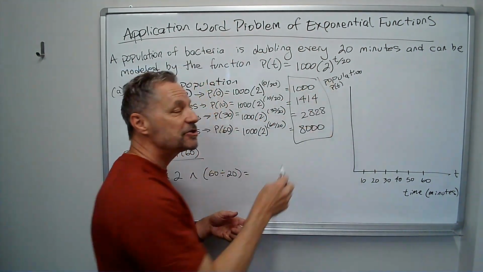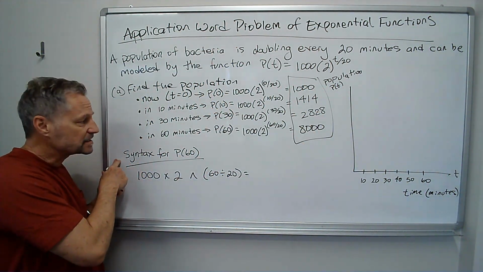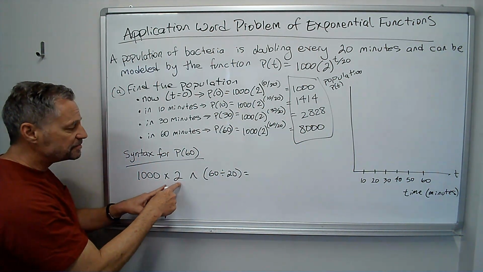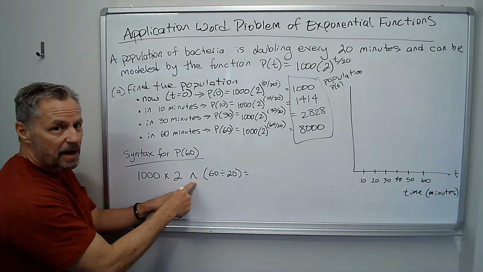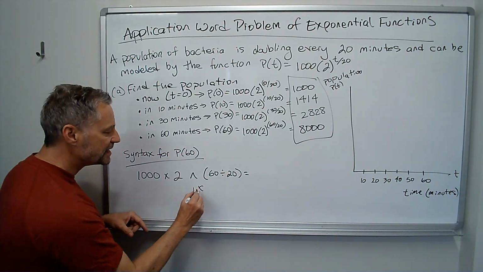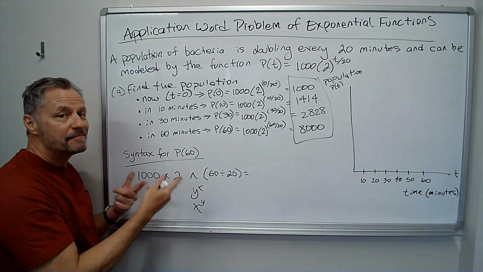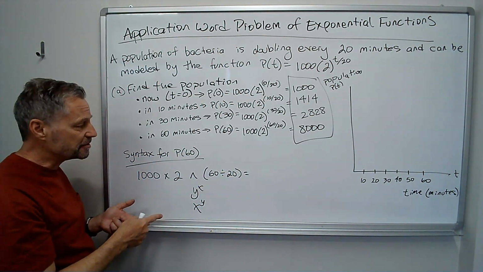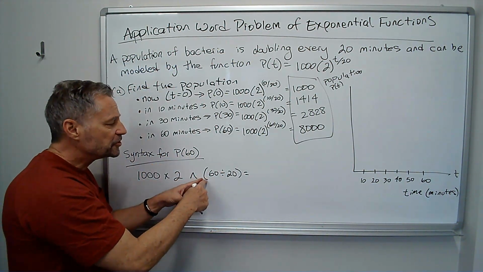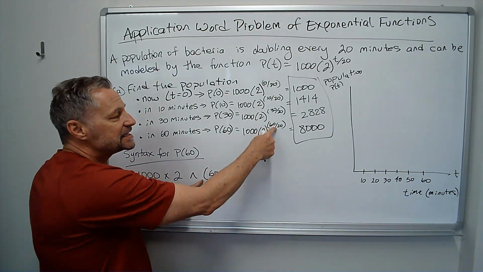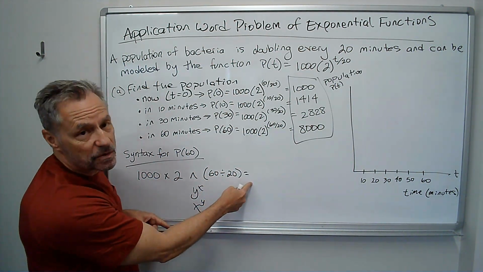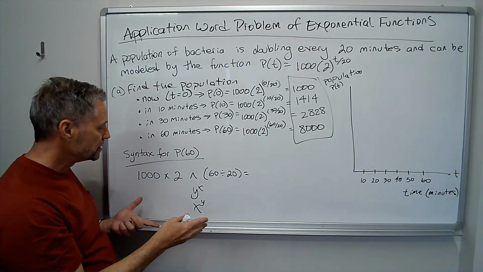If you're having trouble getting the answers, I put the syntax to find this last one, the 8,000. What we do is we go 1,000 times 2 raised to the power. Now my calculator's raise to the power looks like this. They call it a caret. Some calculators will be y to the x, some will be x to the y. Make sure you know which your button is to raise to the power. Mine doesn't raise it up into the exponent, so I have to put the parentheses around the 60 divided by 20, close parentheses, equals, and then I'll get my answer.